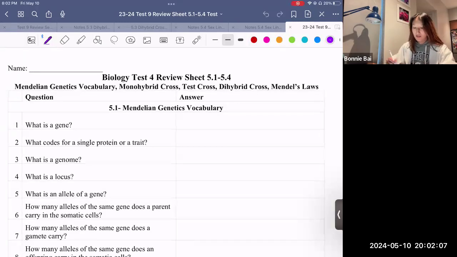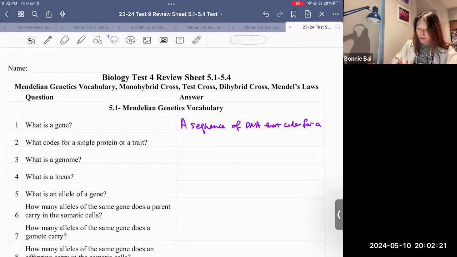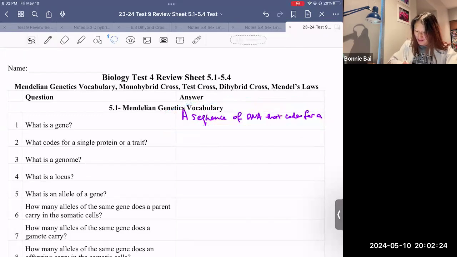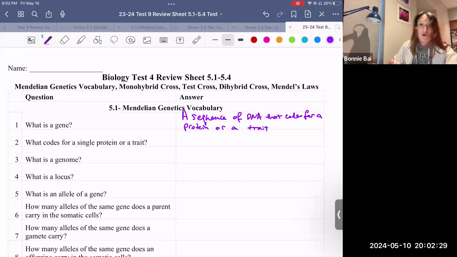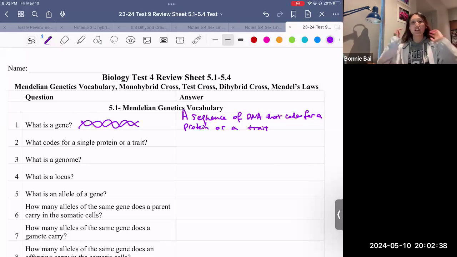The first question says, what is a gene? So a gene is a sequence of DNA that codes for a protein or a trait. What we mean by that is when we're looking at a strand of DNA, right? So a DNA double helix, one DNA doesn't contain just one gene. There are a lot of genes on this DNA that give you all different kinds of traits. Humans have 46 chromosomes, and if there's only one gene per chromosome, it doesn't really work out.